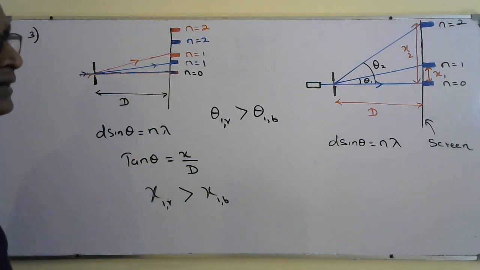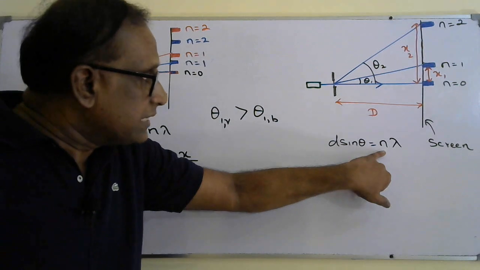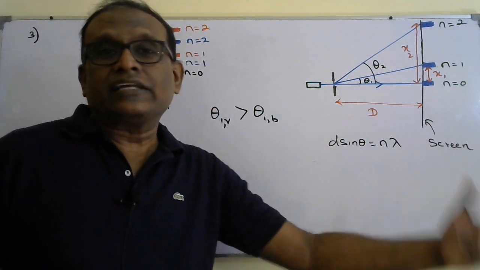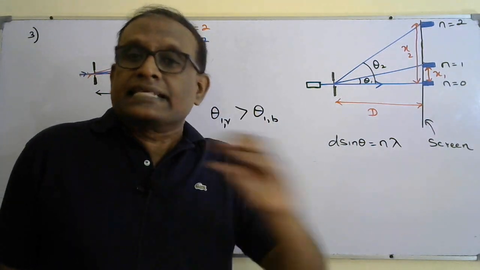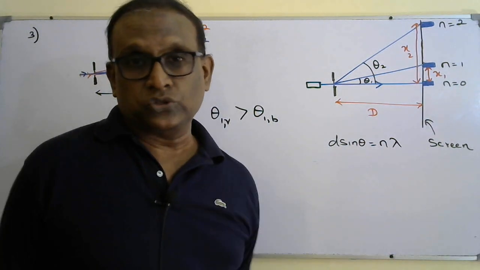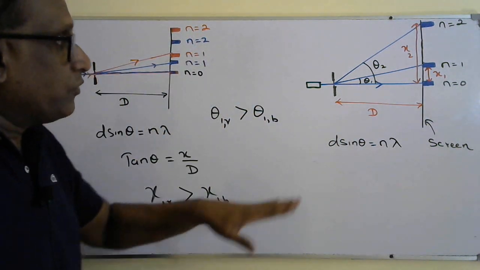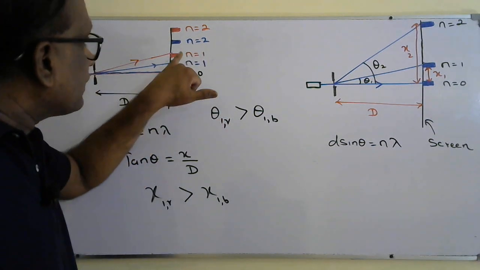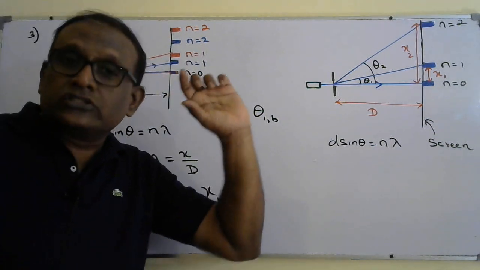But the zeroth order will form at the same position, because when n equals 0, theta is 0 for whatever the color. So the zeroth order will be at the same position whether blue or red or whatever color you use. But the smaller the wavelength, the closer the first order will be to the zeroth order.